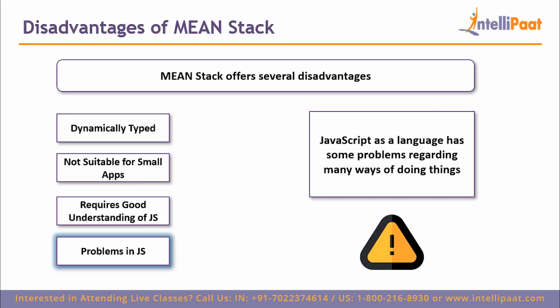And then finally, there are some problems in JavaScript. One of them, as we mentioned before, is dynamically typed, but there are some other oddities and quirks in the language. So there are certain problems with inheritance. The inheritance in JavaScript is quite different from the way you inherit things in Java or any other language that supports object-oriented programming. So you need to be very well aware of these changes in order to be able to work with MeanStack.